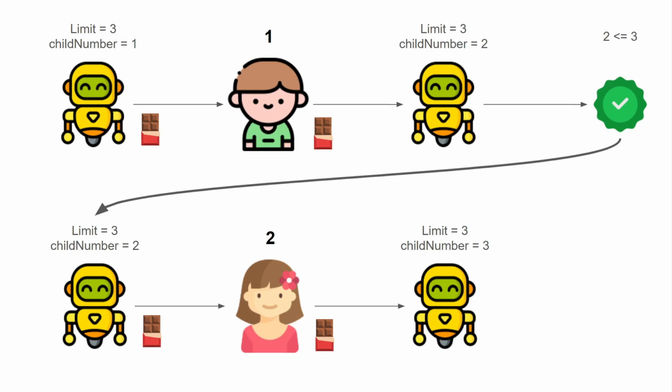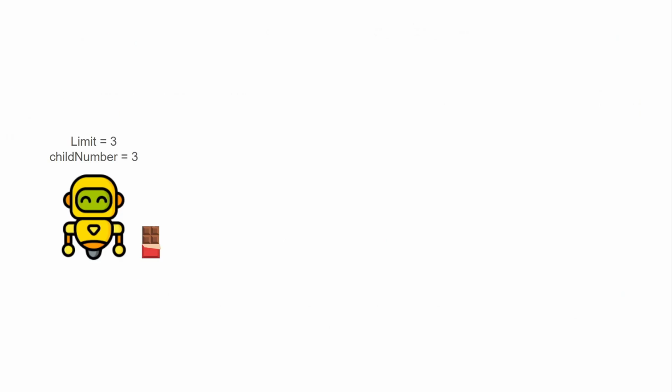But once we finish the loop, we need to check if the condition is approved. What do you think? Is it approved? Of course, yes, it is. 3 is less than or equal to 3. It is not less than, but it is equal to 3. 3 is equal to 3. So the condition is approved. So we run the last loop. This time we are going to start with the limit equal to 3. The child number is also equal to 3. Give it to the last boy.